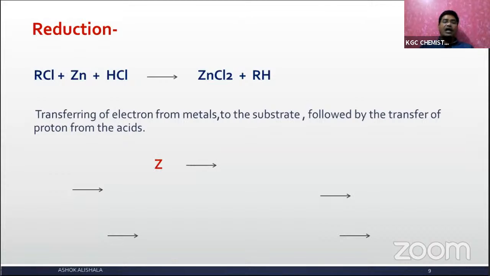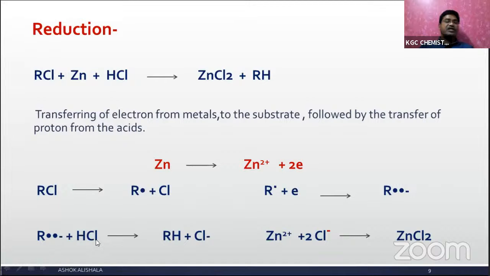See the other reaction, transfer of electrons from the metal to the substrate, followed by the transfer of a proton from the acid. See, actually how this mechanism takes place. First, zinc is a highly electropositive metal. During the course of the reaction, it releases 2 electrons. And these electrons are taken by the alkyl group, which is formed here, and it becomes negatively charged. Now it takes the H plus ion from the acid, so that it converts into the alkane. And this chloride ion now reacts with the zinc plus ions formed in the reaction. Finally, you will get zinc chloride. That is, electron transfer occurs from the zinc metal to the alkyl group, followed by the extraction of the proton from the HCl used in this reaction.